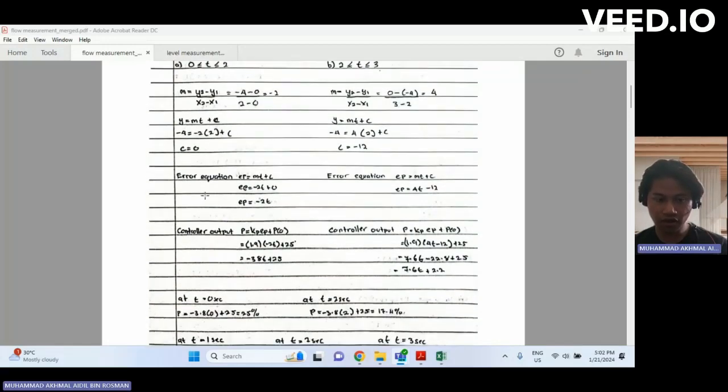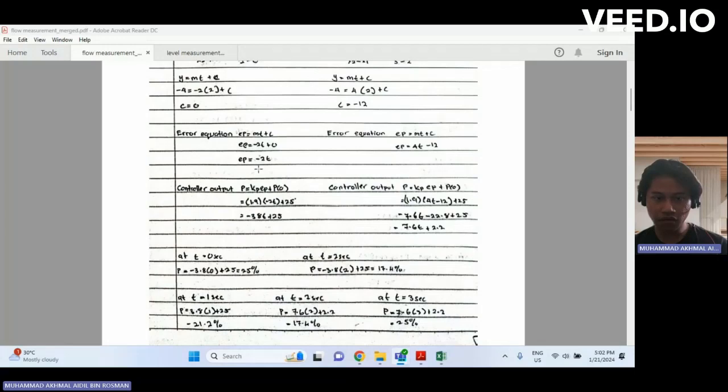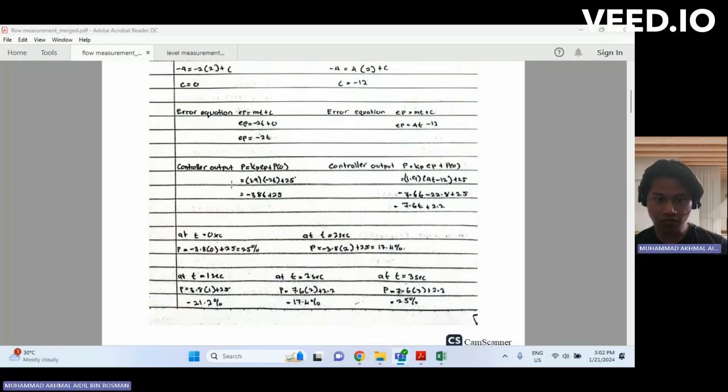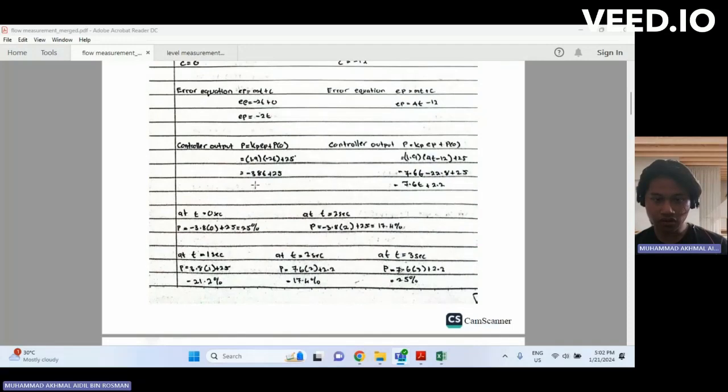Then we will find our error equation with the formula Ep equal mt plus c, and the final Ep we get is negative 2t. Then we will find our controller output P equal Kp times Ep plus P0. We will set our values with Kp 1.9, Ep negative 2t, and P0 25%. And in the end we will get negative 3.8t plus 25.